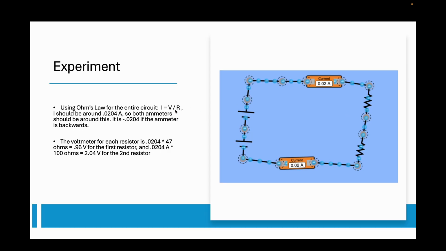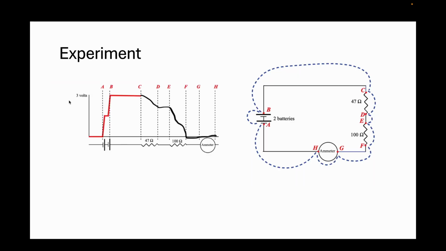So part 1 of the experiment included 2 batteries and 2 resistors. And we expected the current to be around 0.202 amps. And for the first resistor, the one on top, which was 47 ohms, we expected the voltage to be around 0.96. And for the bottom one, which was 100 ohms, the voltage was expected to be 2.04. And when you add both those voltages together, you get 3 volts.